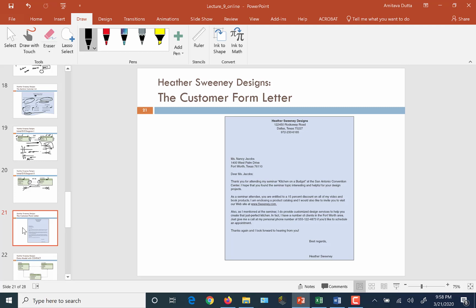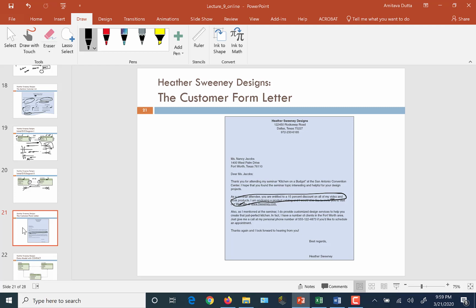Okay. Now, why is this letter important? How is this useful to us in continuing to build our ER diagram? The first thing you notice from this letter is that this is the first time you're seeing Heather Sweeney trying to sell products to the customer. So video and book products. So you immediately know that somewhere in your database, you will have to have an entity called products, which keeps track of the videos and books that Heather Sweeney is trying to sell to customers.